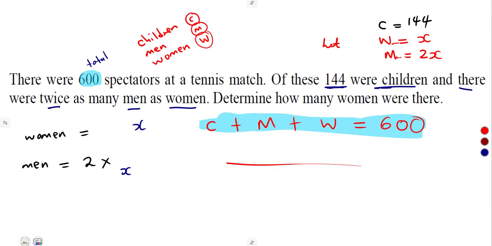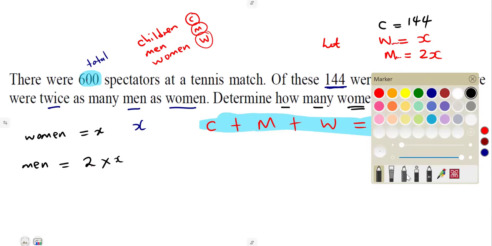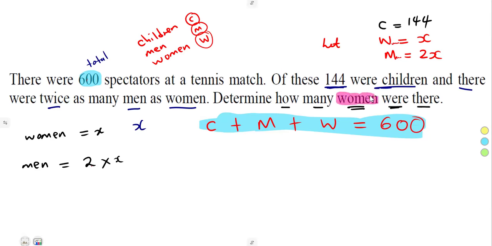This is our case, representing the number of women. So by calculating X, you are calculating the number of women. That is it. Determine how many women were there. Women represented by what? X. So simply solve for X. How can you solve for X? You must put an equation. Children plus, how many children? 144, plus men. How many men do we have? 2X.